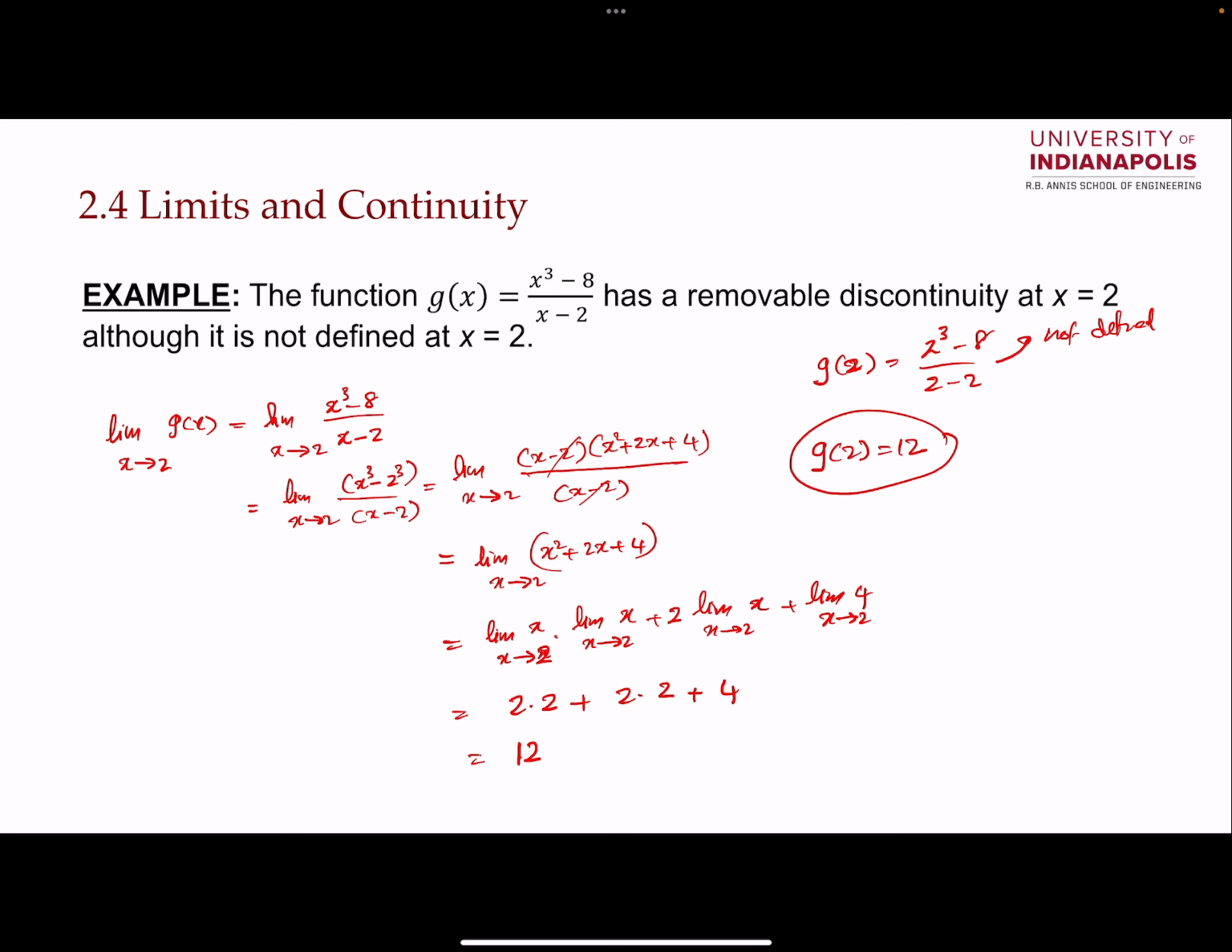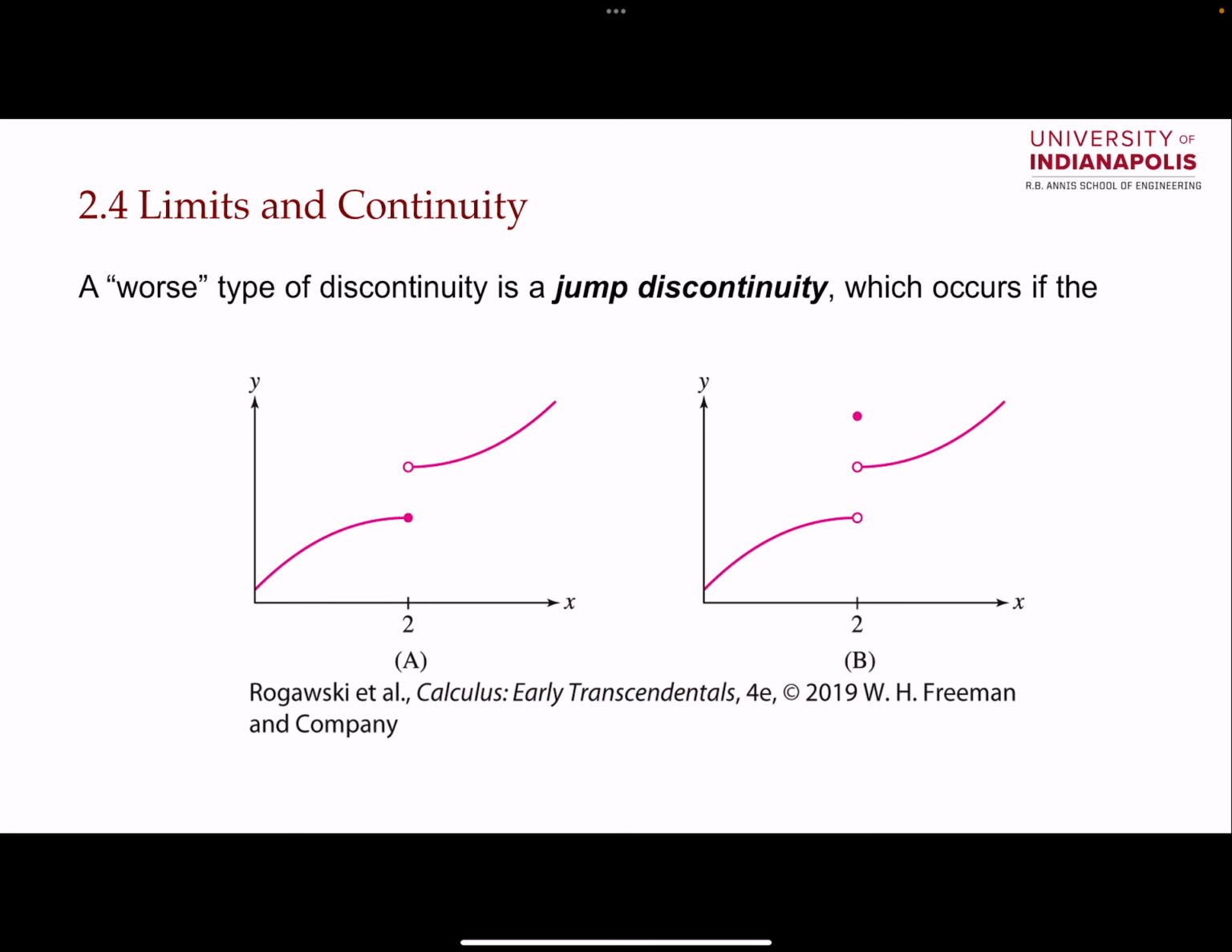And the next type of discontinuity is called jump discontinuity. As the name suggests, there is a jump in the function value. Here there's a jump. What happened here is that the left limit, the limit as x goes to c minus of f(x), exists, and the limit as x goes to c plus of f(x) does not exist.